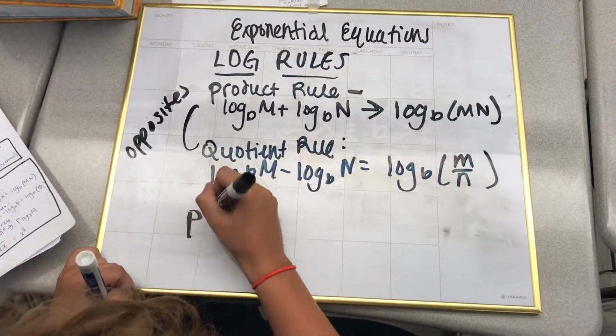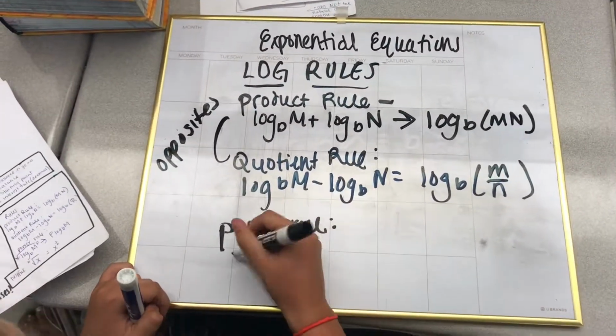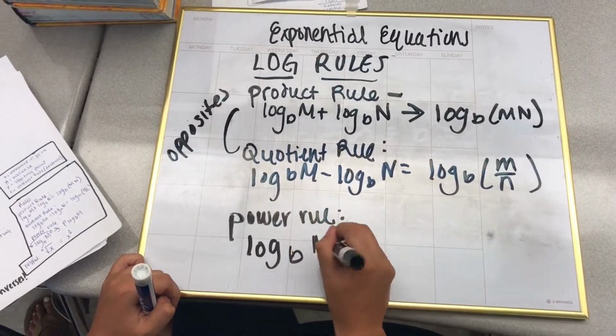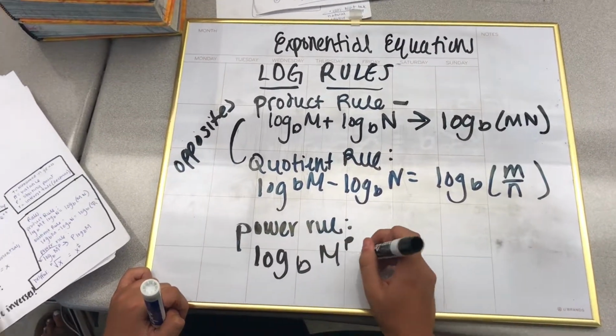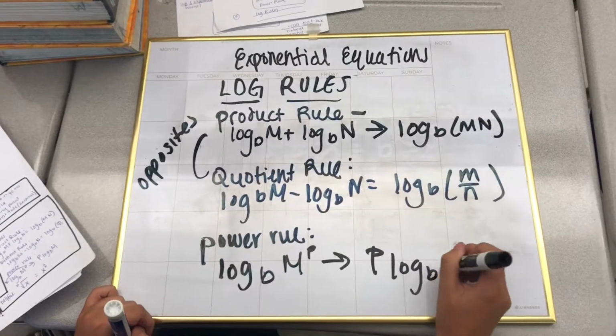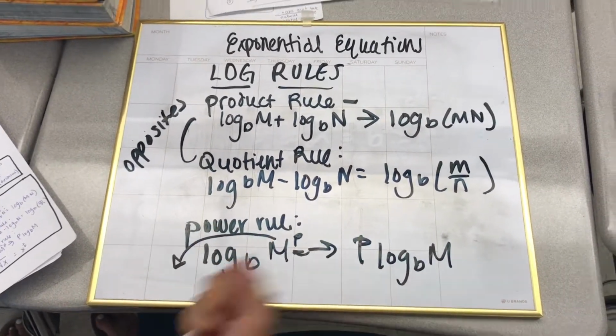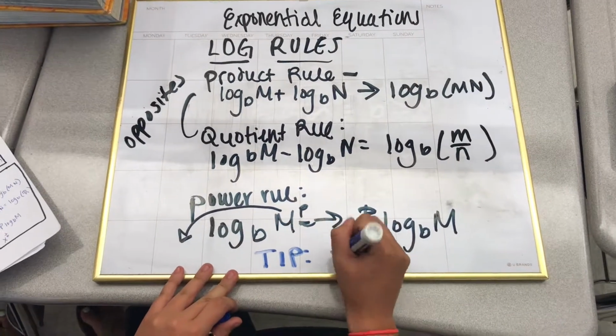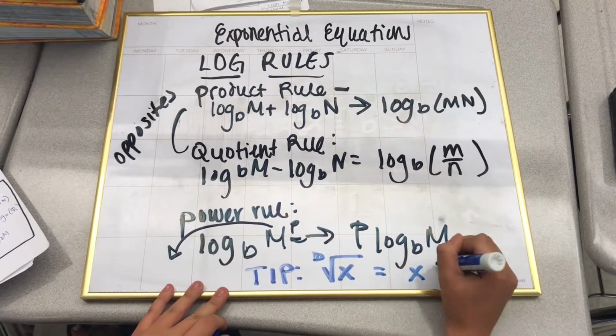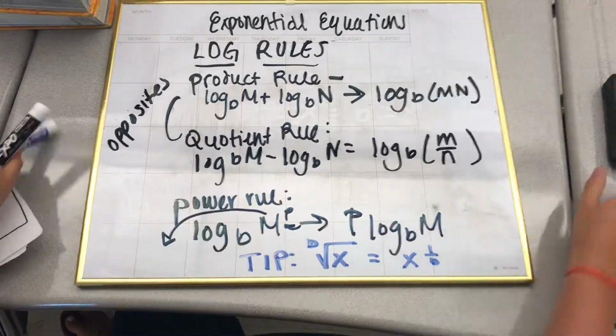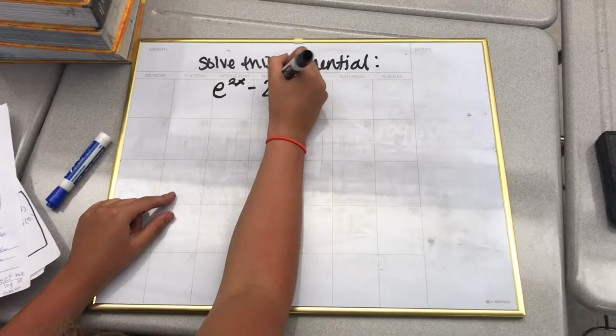And then lastly, there's the power rule, and there are more rules, but these are the most helpful. It says that if you have log base b of m to the power of p, you can take that p to the front to make the whole equation way easier to solve. And you can only do that if you have a log in there, you can't do that for an exponential. And on the bottom I just wrote some tips for you to remember when trying to solve these equations.